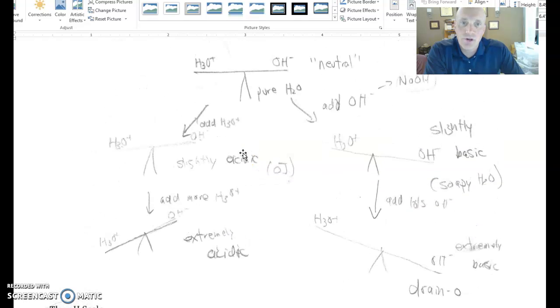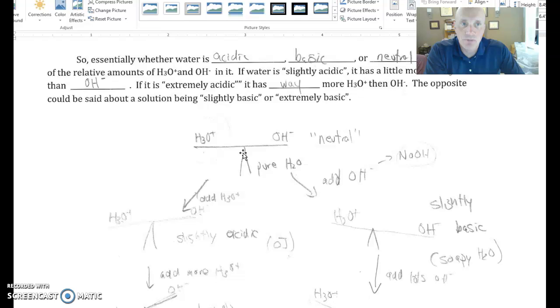So in the previous video, we talked about what it really meant for something to be either acidic or basic. When something is acidic, it means it's got more H3O+, or a higher concentration of hydronium ion, than it does hydroxide ion. And if it's basic, it's got the opposite. It's got a higher concentration of hydroxide than hydronium.